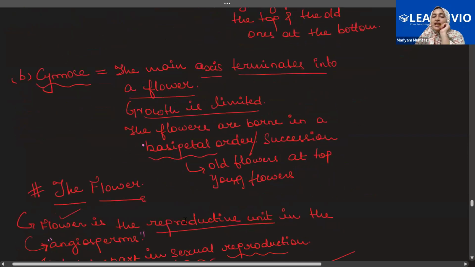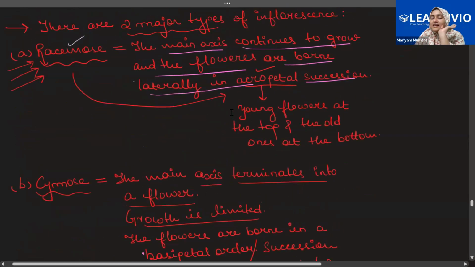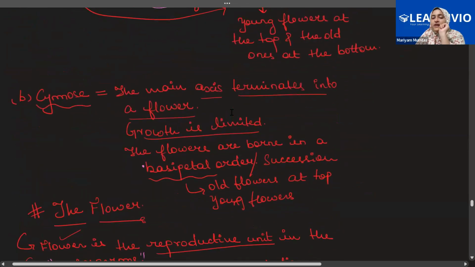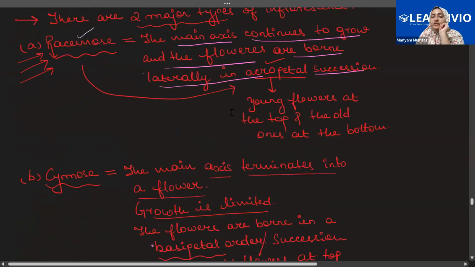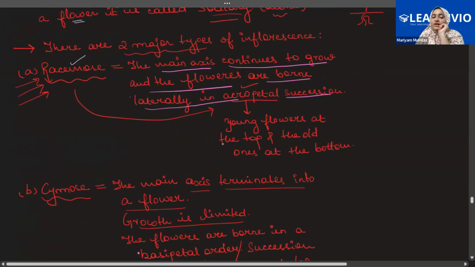Talking about the cymose kind of inflorescence, here the main axis terminates into a flower. And in this case, the growth is limited. In the case of racemose, the growth is not limited. And in the case of cymose, the flowers are borne in a basipetal succession. Meaning here, the older flowers will be at the top, the younger flowers will be below. Those are the two types of inflorescence that you can find in any flower, the racemose and cymose. So once again, I'll show you the picture of them both.